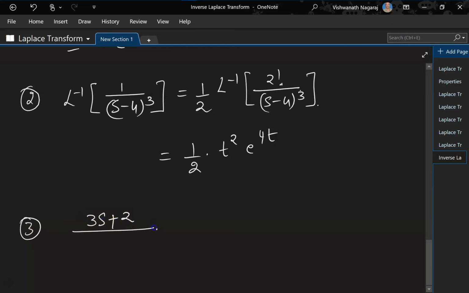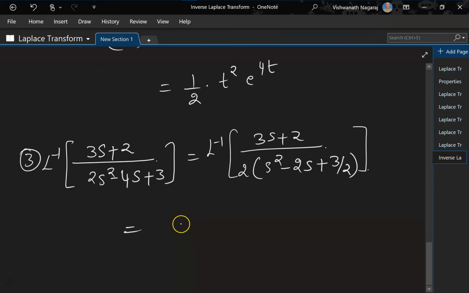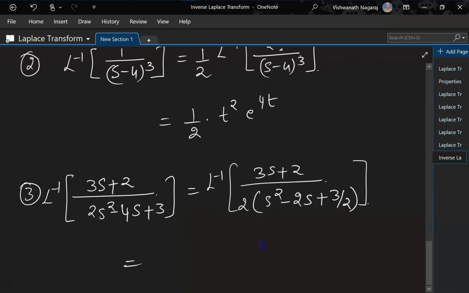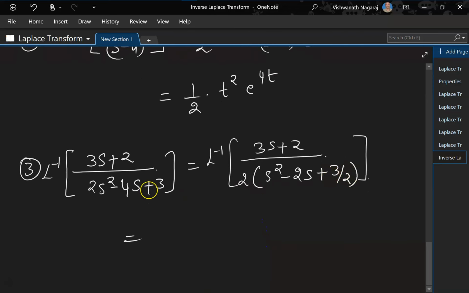We have to figure out the Laplace inverse of 3s plus 2 by 2s square minus 4s plus 3. This can be written as 3s plus 2 by, let's take out 2 common, s square minus 2s plus 3 by 2. Laplace inverse of this. Now this can be further written. Now 1 minute. This is 3 by 2. Is it 3 by 2? Yes, 2 and 2 get cancelled and 3 is left.